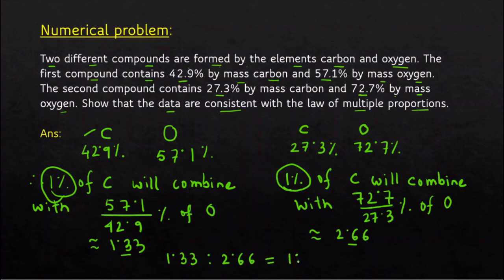After reduction, the ratio is going to be 1:2, and no doubt this ratio is a small whole number ratio, so of course the data are consistent with the law of multiple proportions.